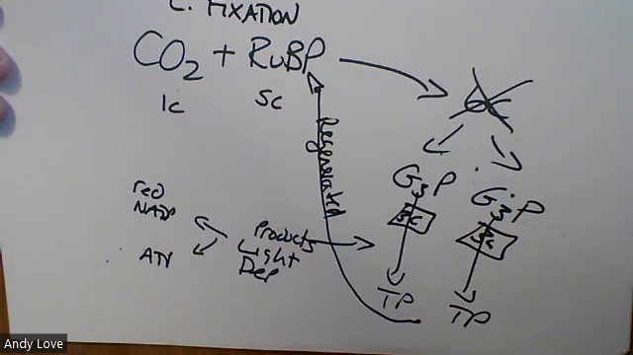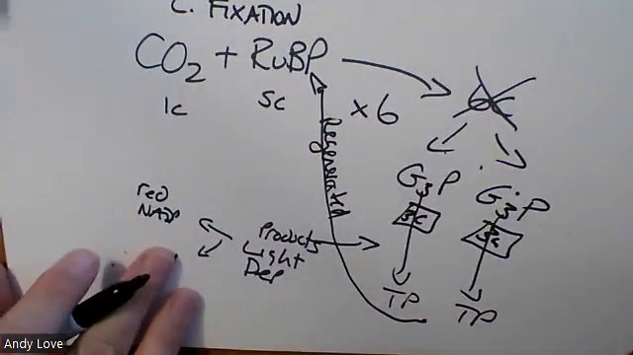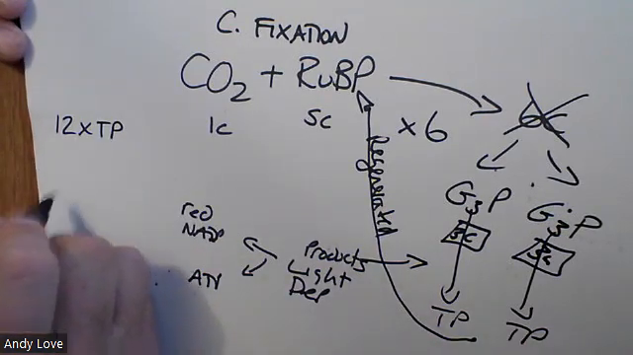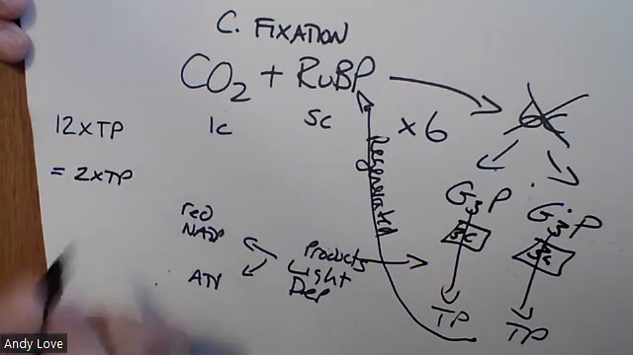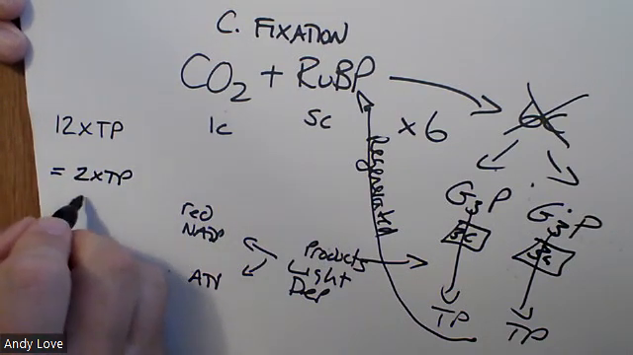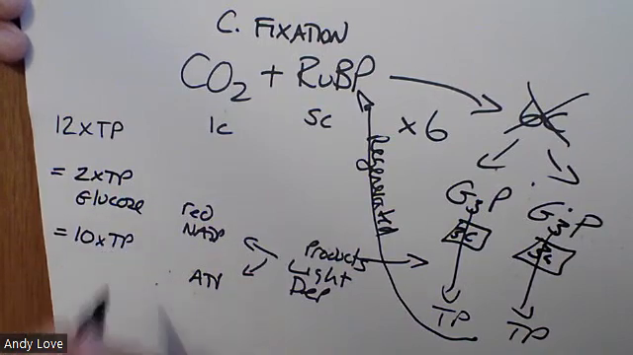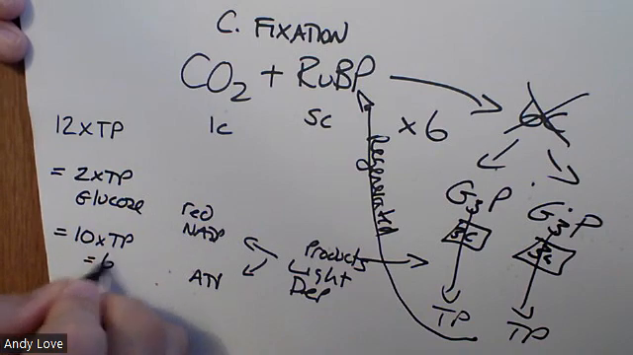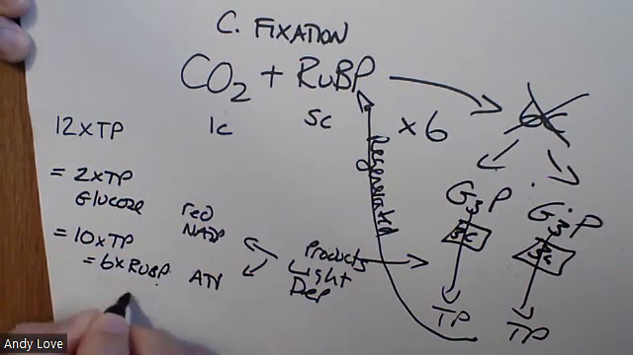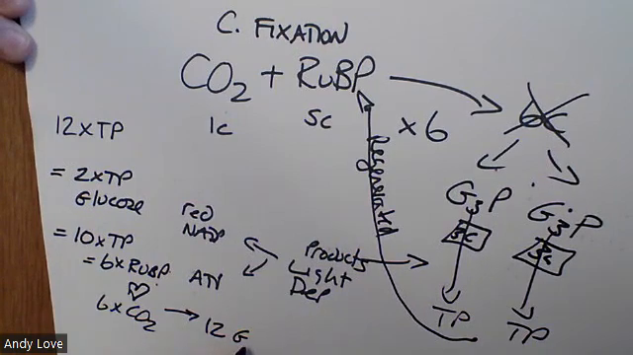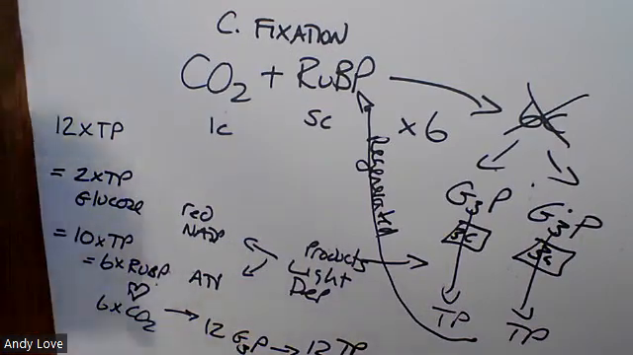And that's called carbon fixation. Okay, and the cycle has to go around 6 times. Why? Because you get 12 molecules of TP. And if you've got 12 molecules of TP, you know that 2 of those molecules of TP will join together to make glucose, leaving 10 molecules of TP to join together to make 6 molecules of RUBP. Who will join with 6 molecules of carbon dioxide to make 12 molecules of G3P, which will turn into 12 molecules of TP, and we go on and we go on.